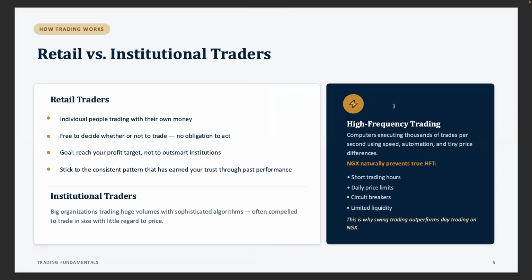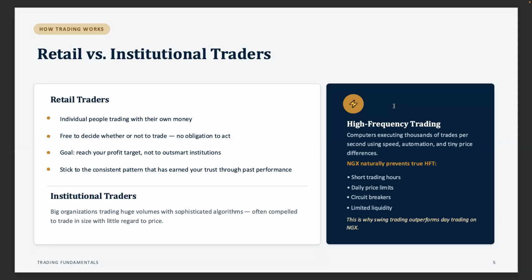Now we have retail and institutional traders. These are the two types of traders that you have in the market. So what's the difference between a retail trader and an institutional trader? A retail trader is someone that is trading with his own money. He decides what to buy. He has no obligation to act. His goal is to reach profit. All right. Those are the traders.